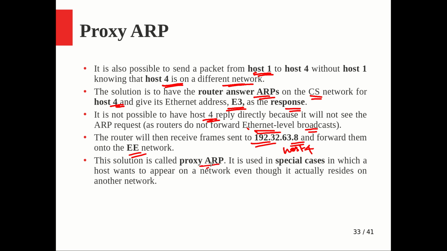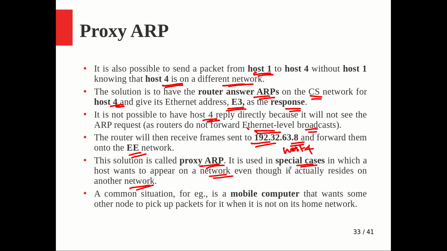It is used in special cases, like those in which the host wants to appear on a different network even though it actually resides on another network, right? Something we discussed in the case of a mobile computer, which wants some other node to pick up the packets on behalf of it. So it doesn't want to execute that checking part, whether the destination is on my own network or the other network; without doing any such checking, it will simply send that packet. On the way, the router that acts as the proxy ARP will take it and do that job for it. It will act as a proxy for the actual destination. As soon as it is received by the router, it will take care of the rest of the things like what we already saw.